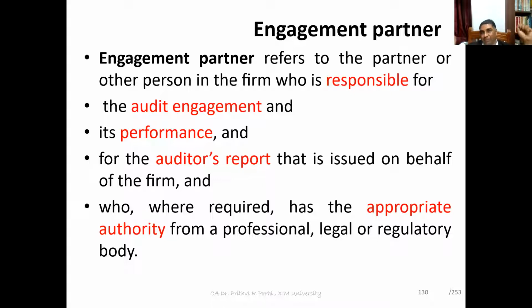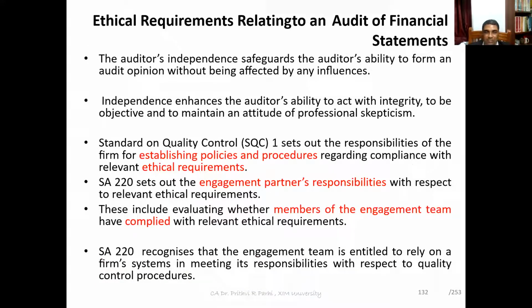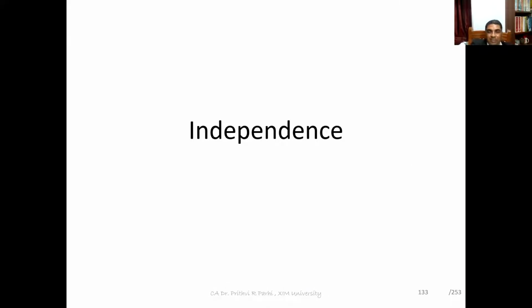Suppose there is an audit firm with 5 partners, and one audit has come, a company audit has to be conducted. Then one partner may be assigned the responsibility for that audit engagement. Now he becomes the engagement partner. He is responsible for the audit engagement, and is also responsible for performing it and for issuing the auditor's report, and he should have appropriate authority to do so. That partner will be regarded as the engagement partner, and it is his responsibility to ensure that the auditing standards are complied with and the firm's own quality control policies and procedures are also complied with. That is the role of the engagement partner. Okay, friends, we'll stop here for the time being. Then we'll cover other elements like integrity, objectivity, and other aspects of auditors' quality in our subsequent class.